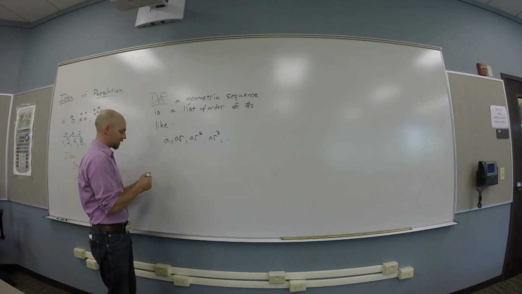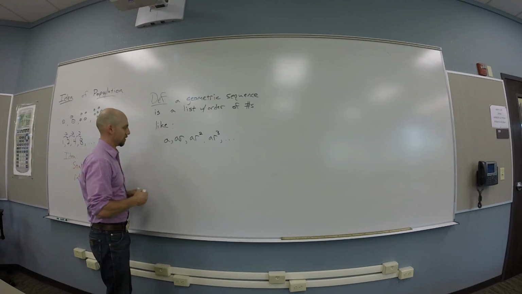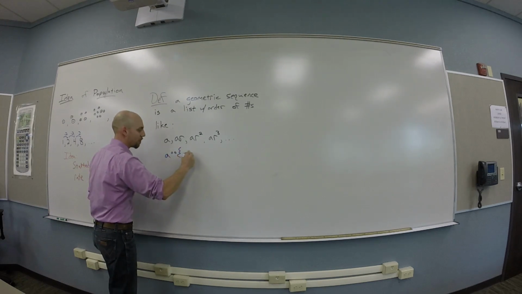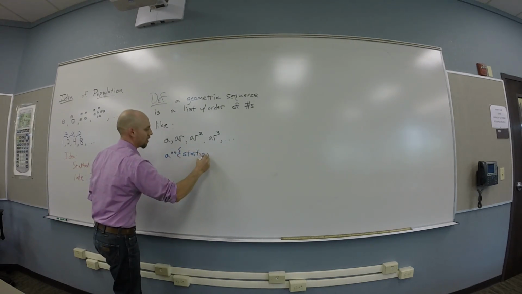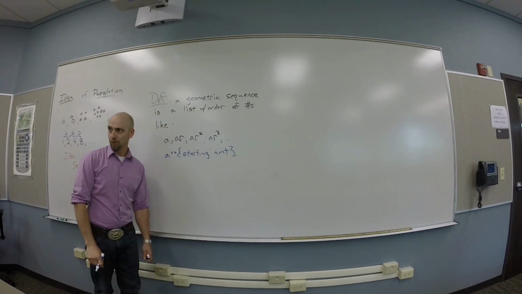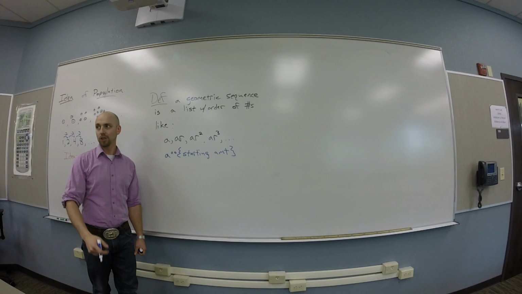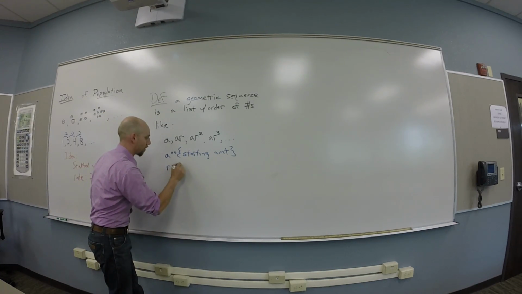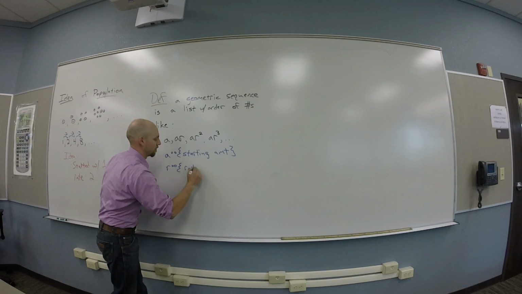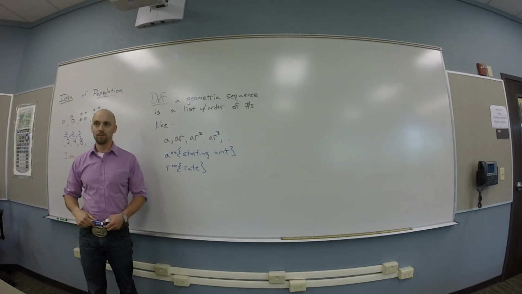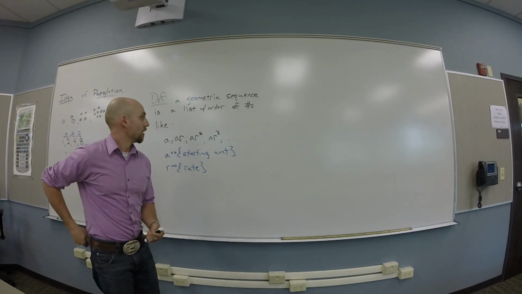And what we might think about this is that A is a starting amount, which lots of biology textbooks will call an initial population. And R is just our growth rate. Guys cool with this? All right, let's make some examples.